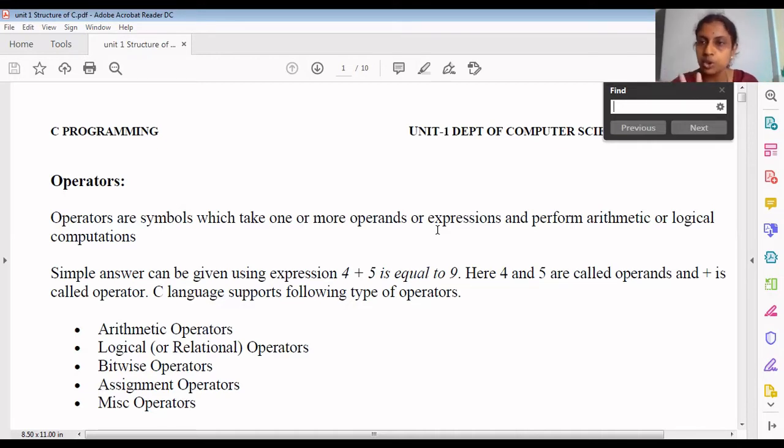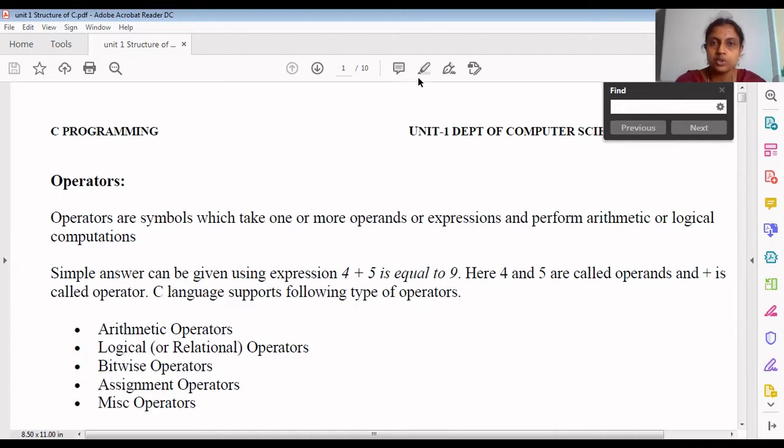So here I'm introducing two terms. One is called operator, another is called operand. Operand means the value I specify, and operator means the symbol I use to perform certain operations like addition, subtraction, multiplication, division, greater than, lesser than, equal to, not equal to, that I call operators. So in today's session we will discuss the concept of operators.